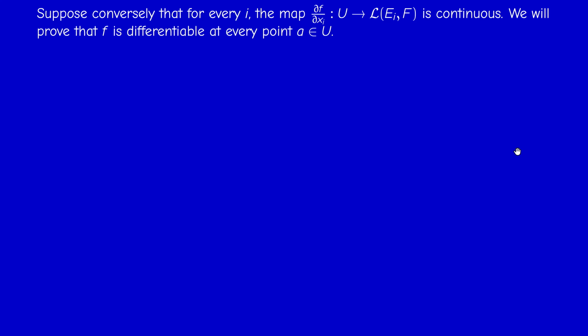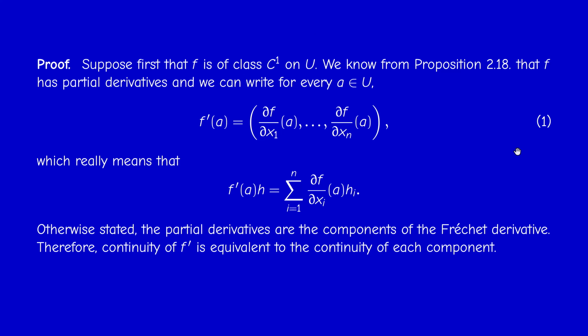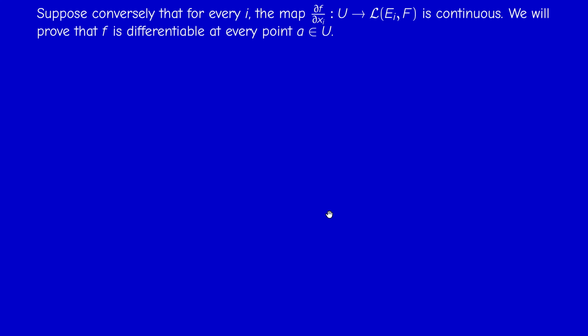So it's enough to prove that F is differentiable at every point A in U. Why? Because continuity follows from equation 1. If we prove that F prime exists, then it's necessarily of this form. And continuity of every component implies the continuity of the vector. And we have no choice. If the Frechet derivative exists, it must be of this form. Okay, so this is what we are going to do.